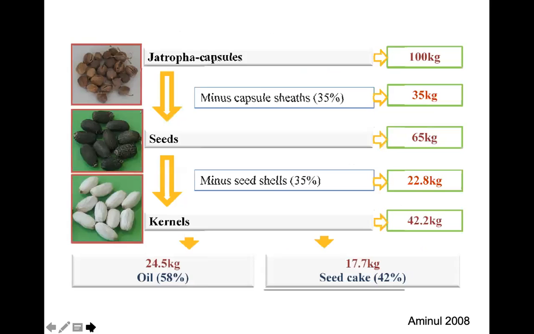So Jatropha, you see capsule 100 kg, minus capsule sheet 35%, 35 kg, and then you see gradually seed shell you can remove, kernel you can remove, and finally you can find from 100 kg 24.5 kilograms of oil, 58% oil from the real seed, and then seed cake you can find 7.7 kilograms. Seed cake is also useful as fertilizer.